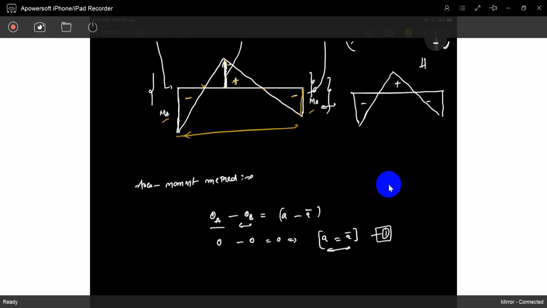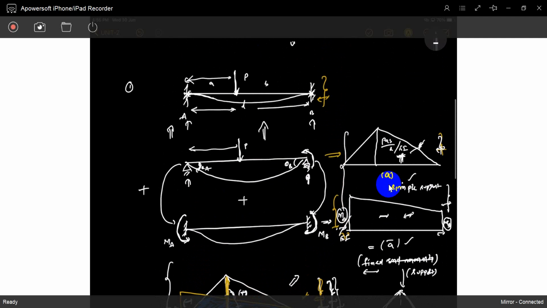So that means, if a fixed end beam is there, then without the fixed ends, the bending moment diagram of that beam has an area exactly equal to the bending moment diagram of the fixed end beam. That area is also equal. These two areas are the same.